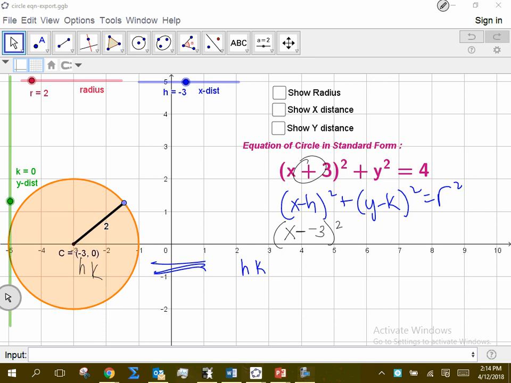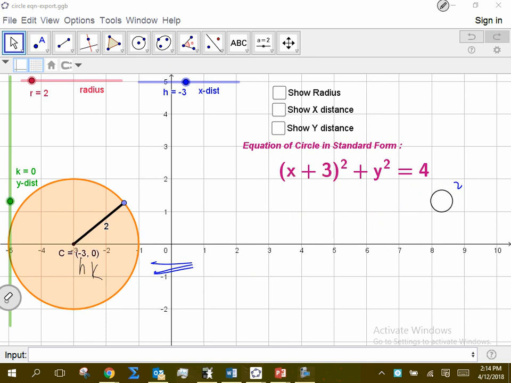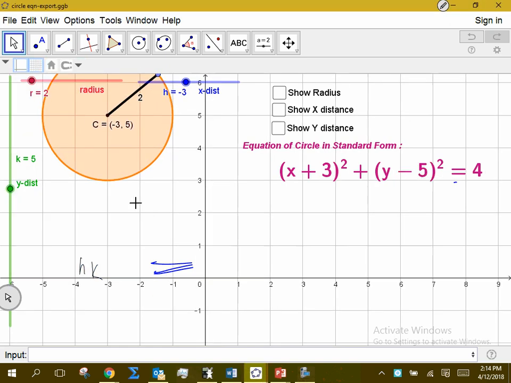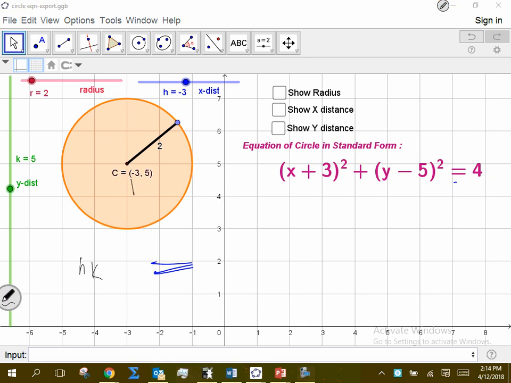Now the same thing happens when I move it up and down. Okay. Let's say that I take that k value and move this thing up. Okay, so now we see that this is at h and that's at k. So x minus a negative 3 gives me that. And y minus 5 obviously gives me that. Does that make sense?